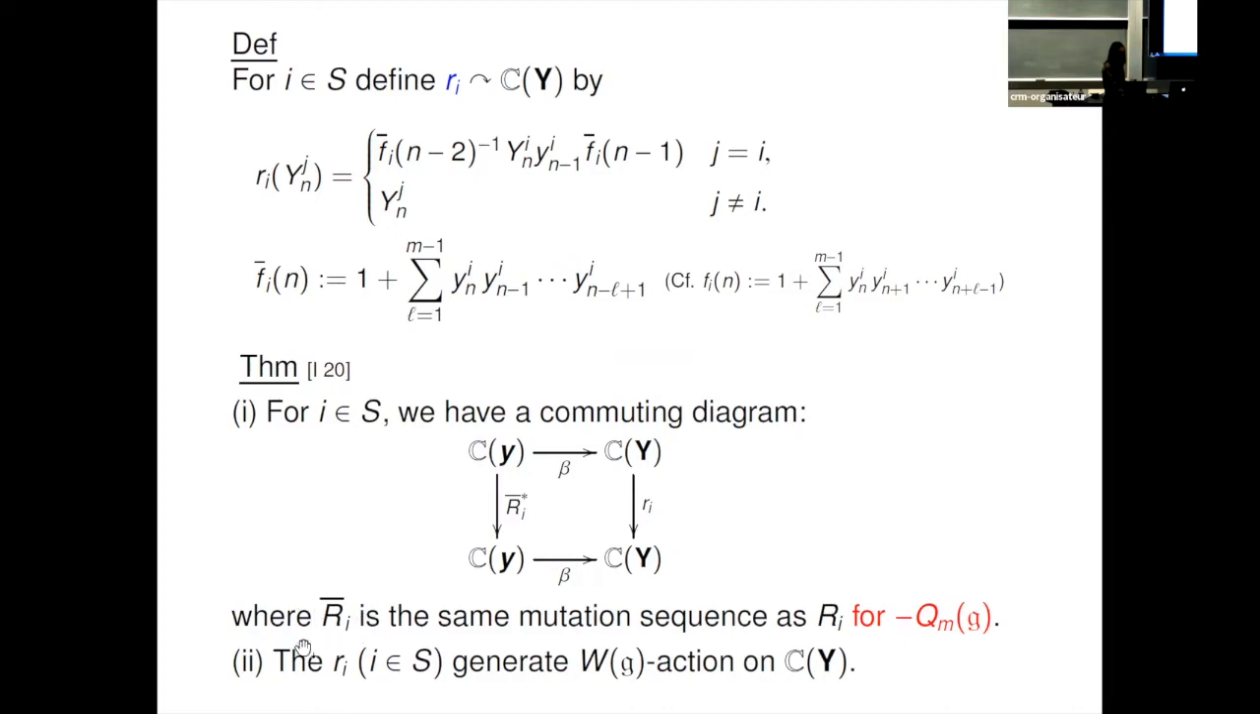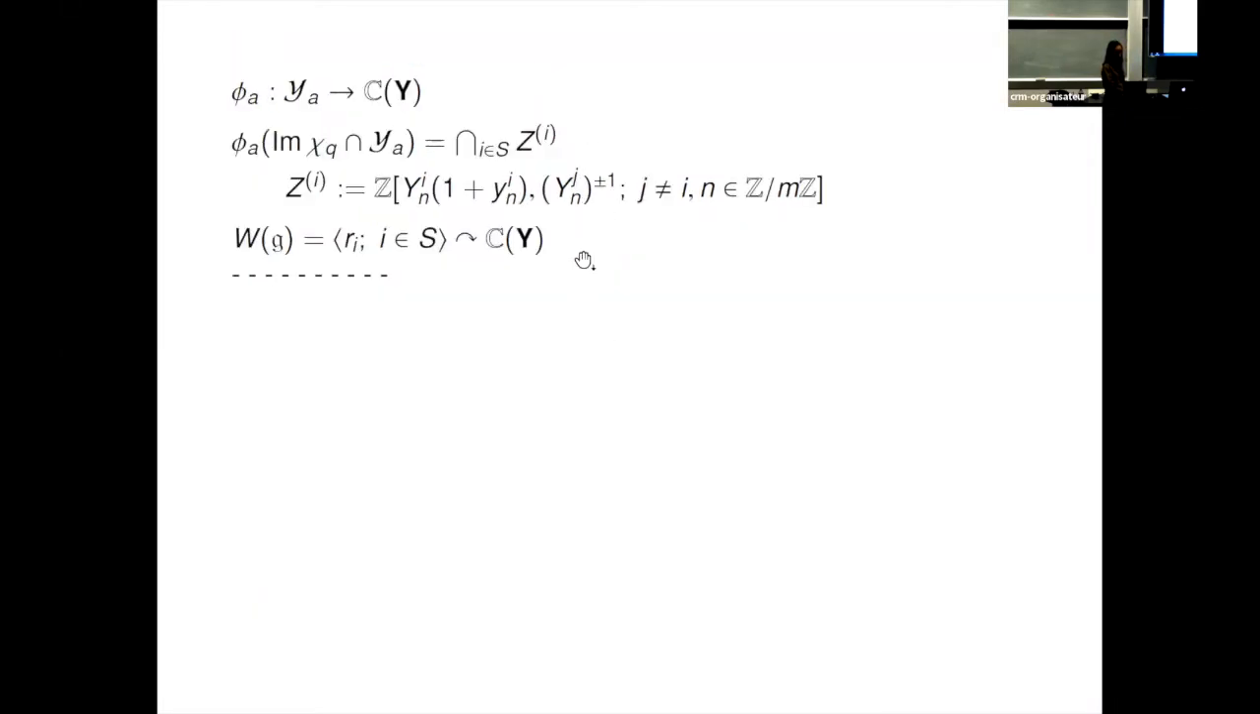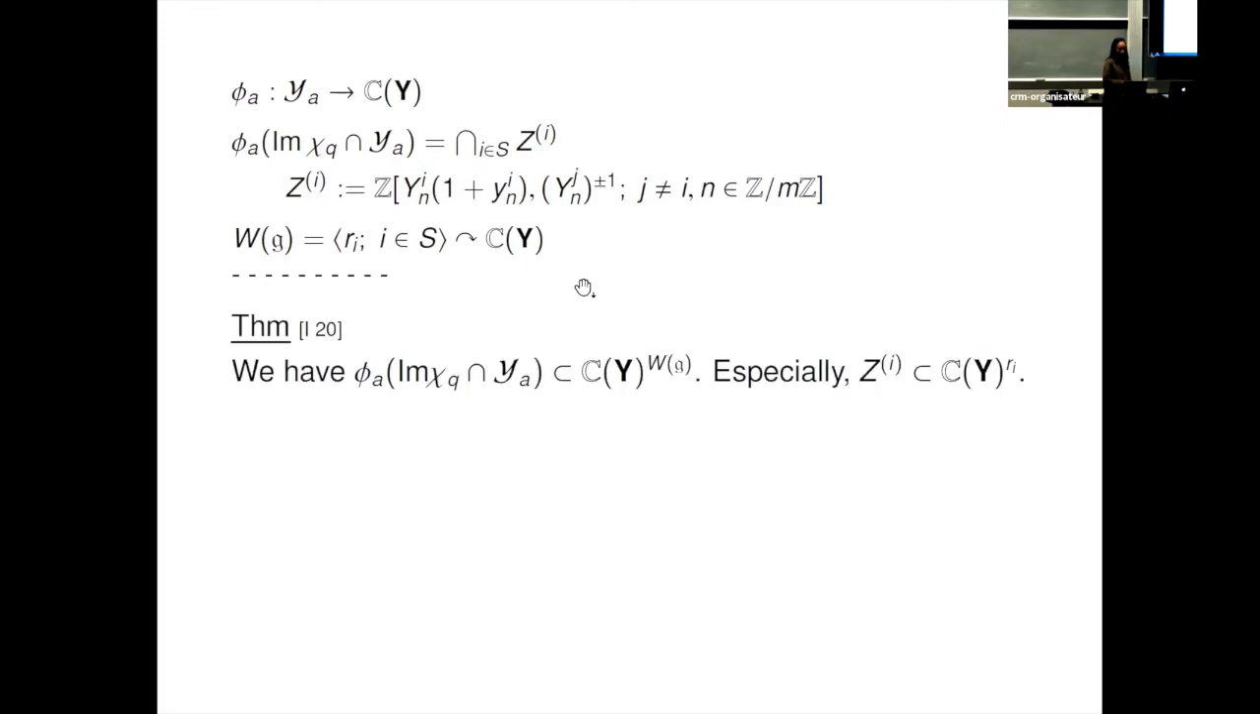So we now take this one. But it is a non-trivial question whether this small Ri generates a Weyl group action on this rational function field. And actually, it is true. So in this way, we can extend the Weyl group action originally defined in the cluster setting to this slightly bigger one. Then this is what we have defined. And we have the following theorem related to the q-character. So we are interested in this set.